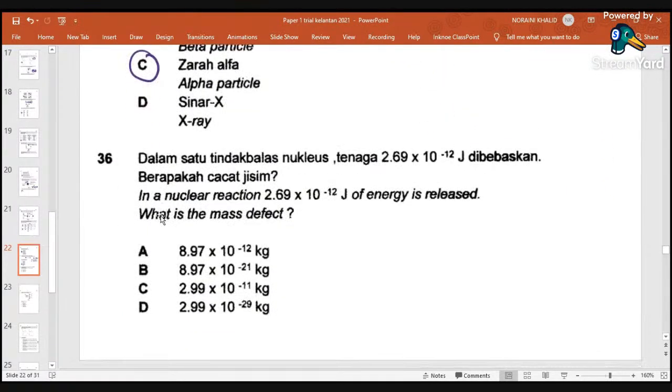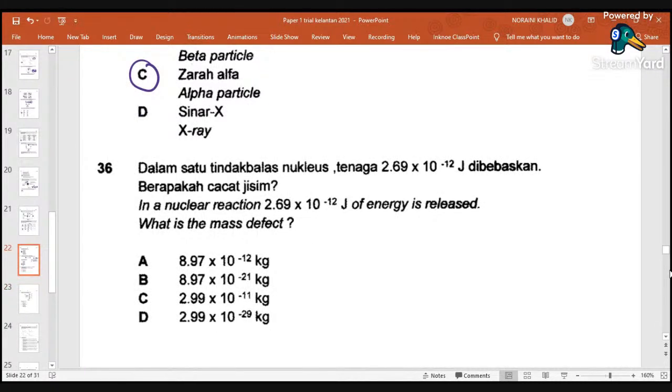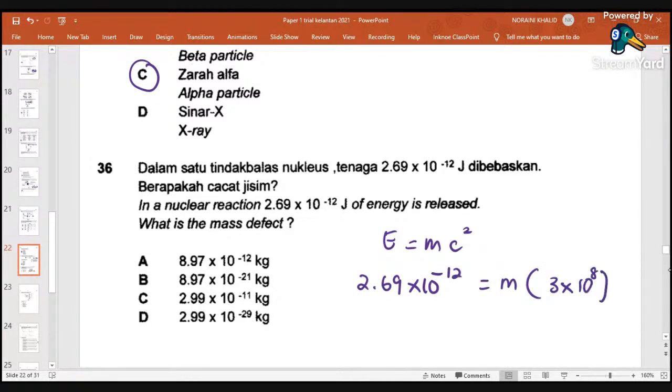36. What is the mass defect? E equals mc squared. E is 2.69 × 10 to the power of negative 12. And c is the speed of light, 10 power 8. You can check the list of formulae. Thus we get m equals 2.99 × 10 to the power of negative 29 kilogram. Okay.